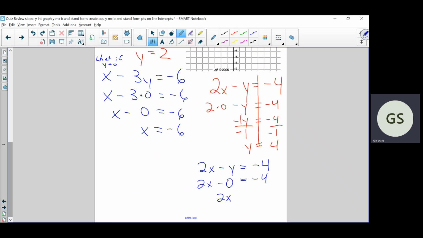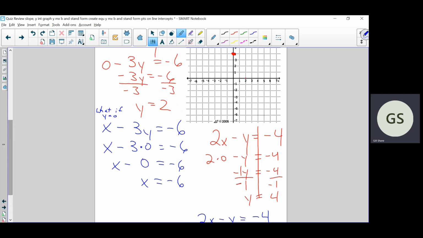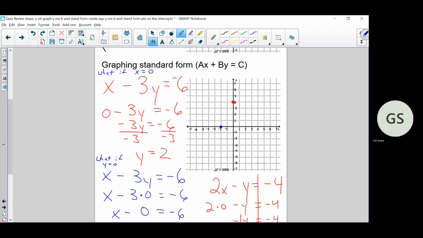So the 0 goes away because 2x subtract 0 is just 2x. So I'm left with 2x equals negative 4. I divide by 2, divide by 2. Then I get x equals negative 2. I'm sorry, I'm dividing by positive 2. So negative 4 divided by positive 2 is a negative 2. So if I get x equals negative 2, that goes on the x-axis. So those are the 2 points you should have had.